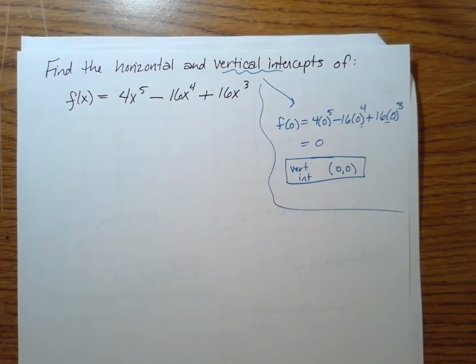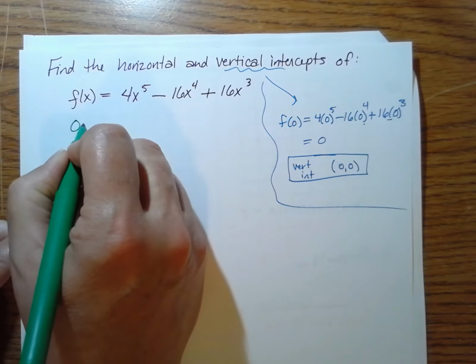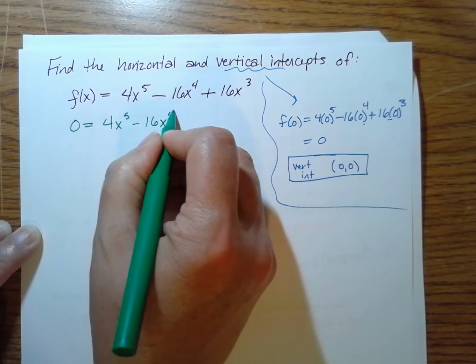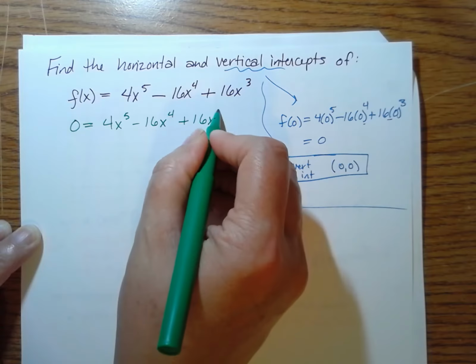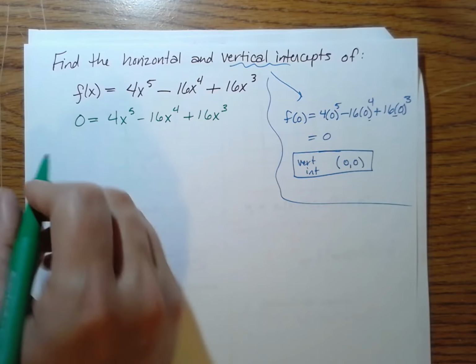Let's take a look at the horizontal intercepts. This is a little more challenging for me. Still, I set the output equal to 0. Just copy the rest down. And now I'm looking for factors. So I always look for that GCF first.